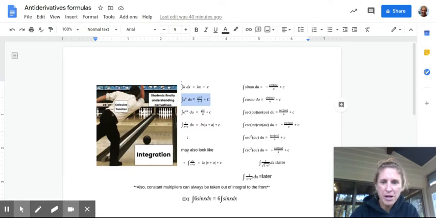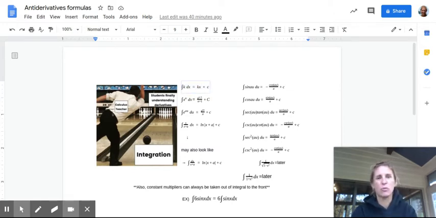So we've got the reverse power rule. We've also got the integral of a constant. Remember that little dx is just a notation. It's telling us we're taking the integral with respect to x. The integral of a constant is just the constant times x. Think about that: what's the derivative of 5x? 5. What's the derivative of 10x? 10. So the antiderivative of 10 is 10x, and of 5 is 5x.